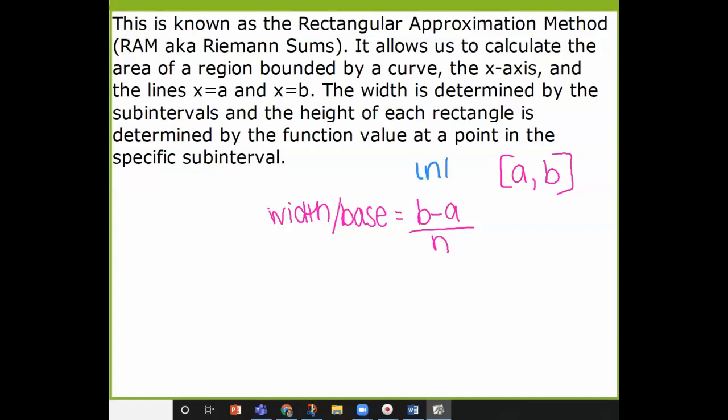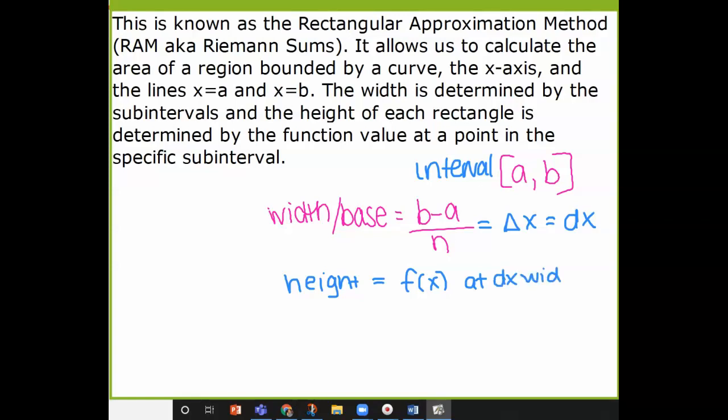So my interval is a to b. The width or base is represented by delta x or dx. And then the height comes from the function value at the x or dx width for that spot.